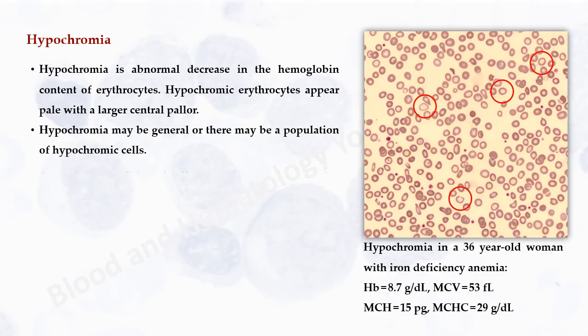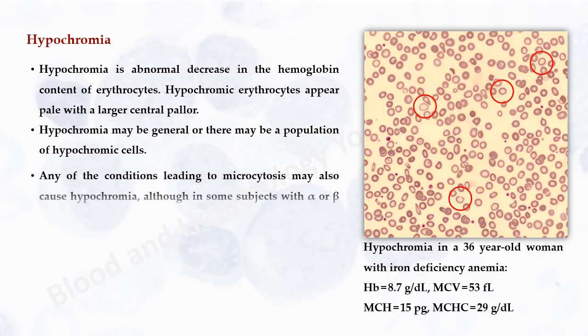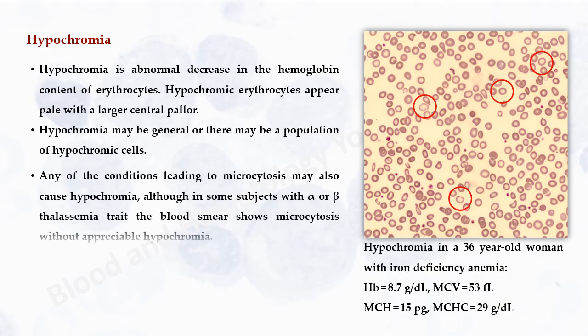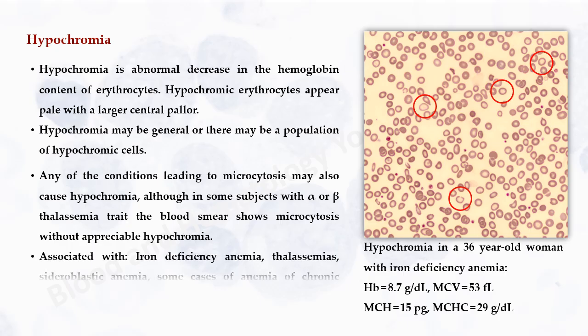Any of the conditions leading to microcytosis may also cause hypochromia, although in some subjects with alpha or beta thalassemia trait, the blood smear shows microcytosis without appreciable hypochromia. Hypochromia is usually associated with iron deficiency anemia, thalassemias, sideroblastic anemia, and some cases of anemia of chronic inflammation.